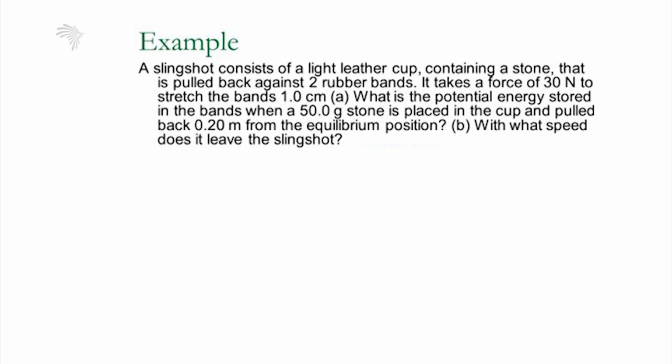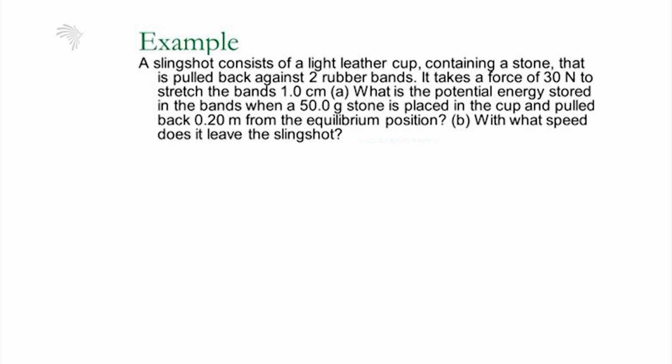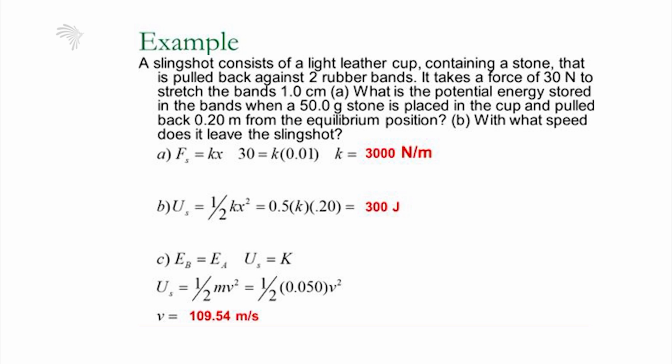To calculate the potential energy stored in the band, first you have to know the spring constant k. From Hooke's law, we know that F equals k times x. The force is given, which is 30 Newton. x is the stretch of the material, which is 0.01 meter. Then if you calculate k, it becomes 3000 Newton per meter. Now you know the spring constant, it is the same in all cases.